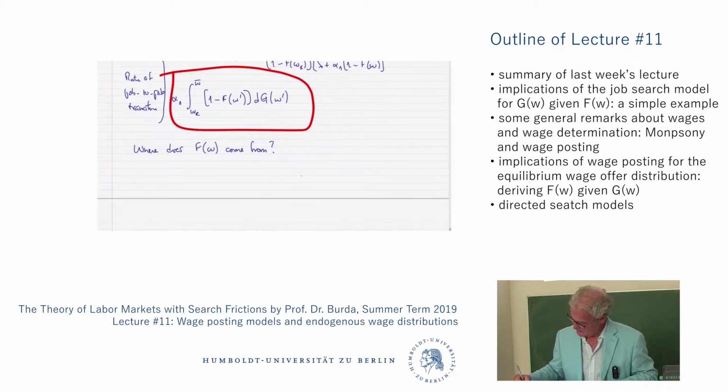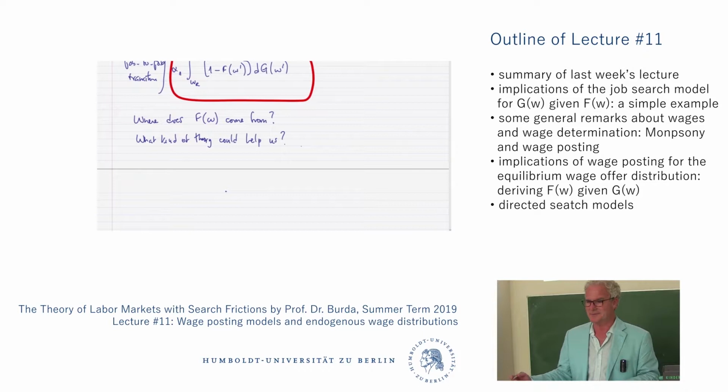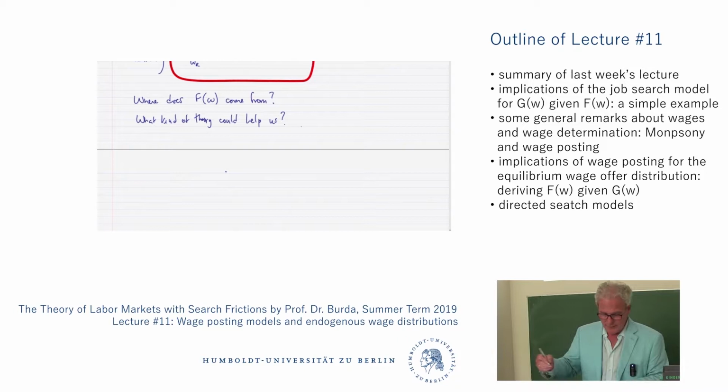I mean, don't be shy. What kind of theory? Who wants to start? Standard stuff. Firms demand labor and workers supply labor. Right, so neoclassical labor market theory. That's the stuff you'd learn, call it Marshall. So Marshall, supply and demand.